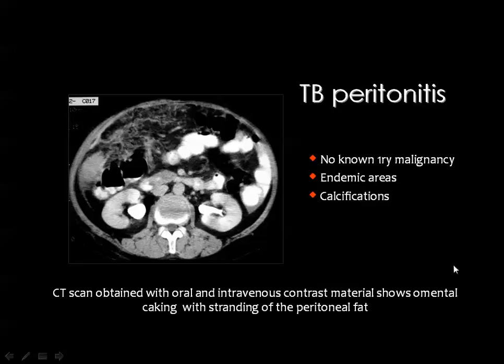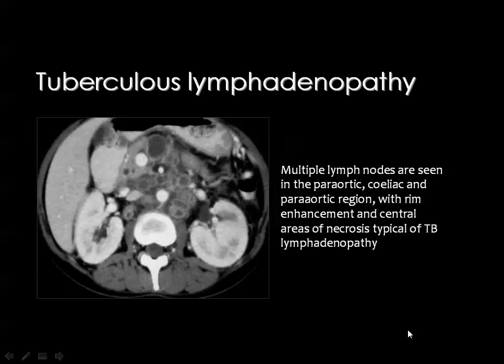TB, and the presence of calcium either in the lesion or in the intra-abdominal lymph nodes may lead to the suspicion of tuberculous peritonitis. And this appearance is known as tabes mesenterica or tuberculous lymphadenopathy.